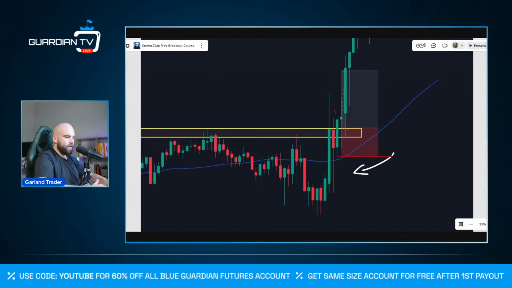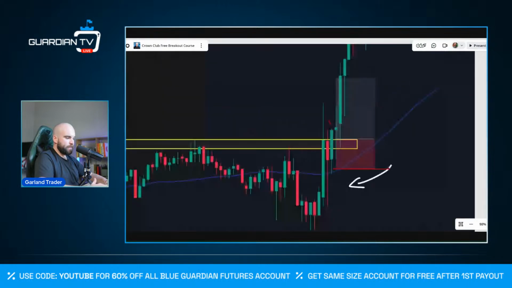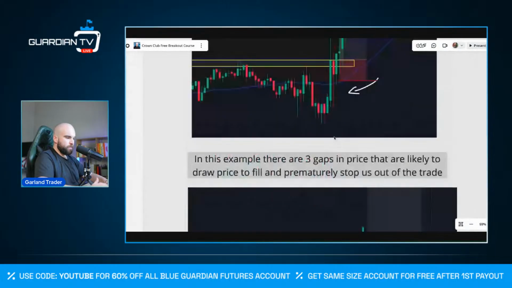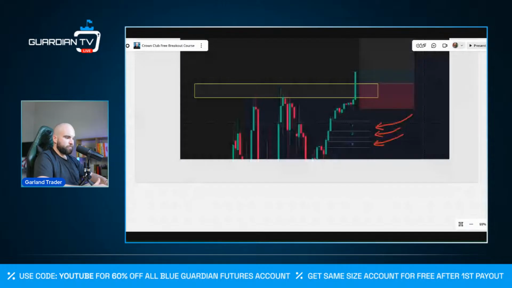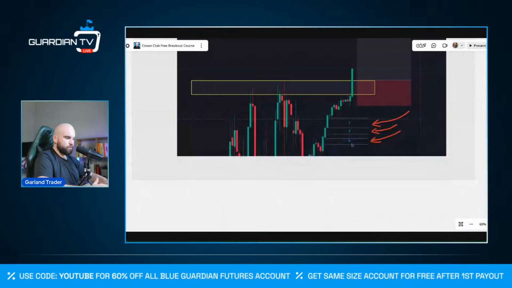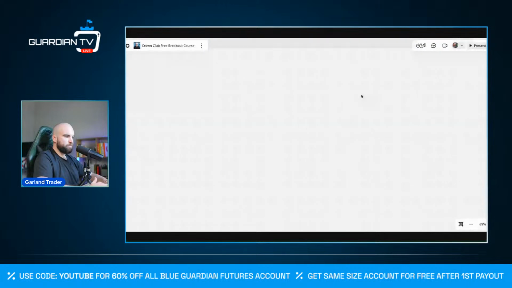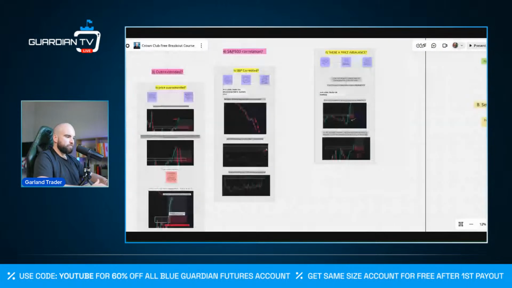So understand that you want it to be like this, where there are no gaps that need to be mitigated. It's already been mitigated before you get into the trade. In this example, you can see there are 1, 2, 3 different gaps that need to be mitigated below our stop loss. So what can happen is price can come to retest your zone, and then it can come lower to fill one of these gaps before continuing. Okay, so you want to be mindful of that. So those are the 5 different confluences.